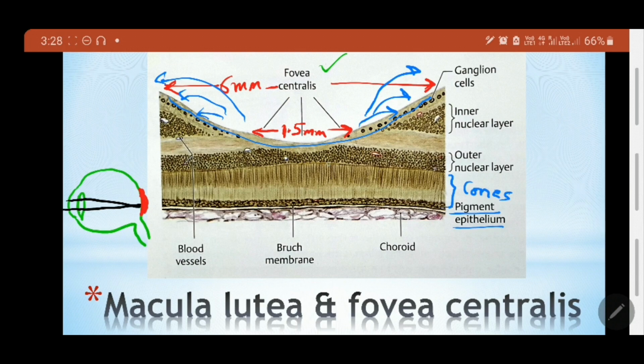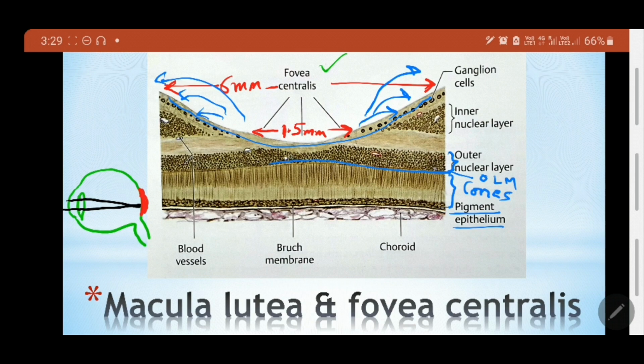Then of course you will have the outer limiting membrane. Then the outer nuclear layer will be there. This is the cell bodies of the rods and cones, right? So that's the limit which you can reach directly, right?